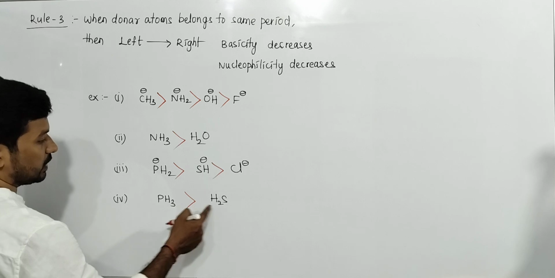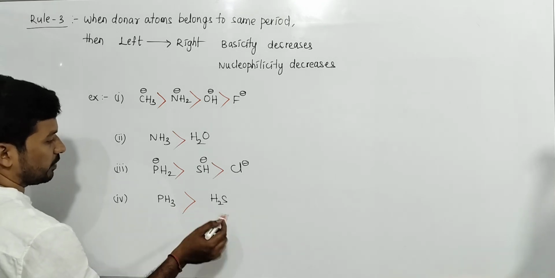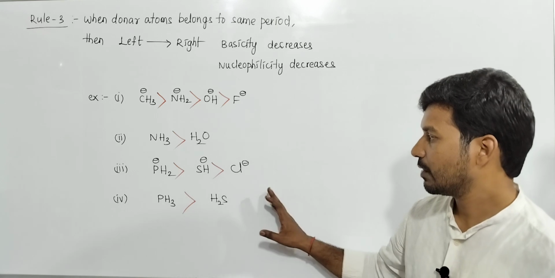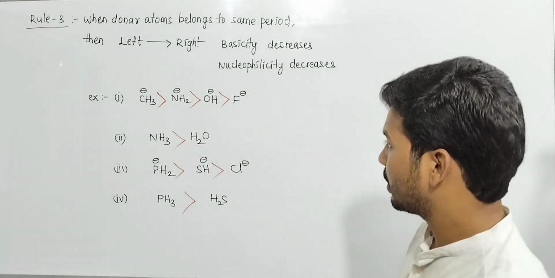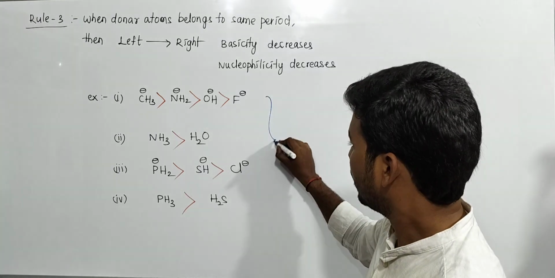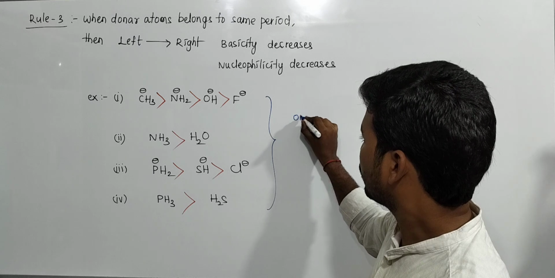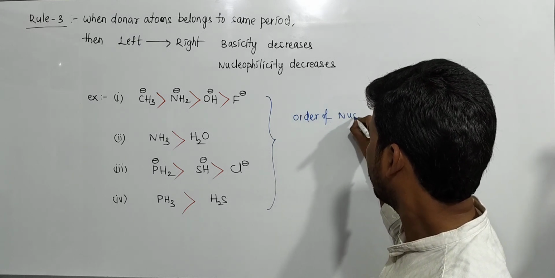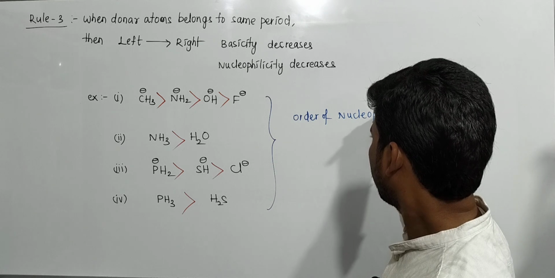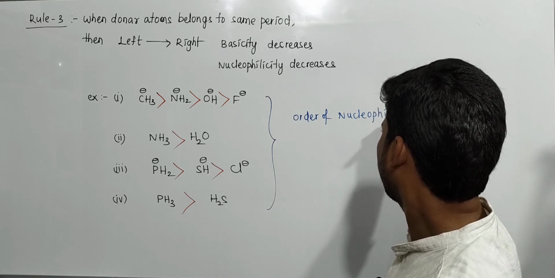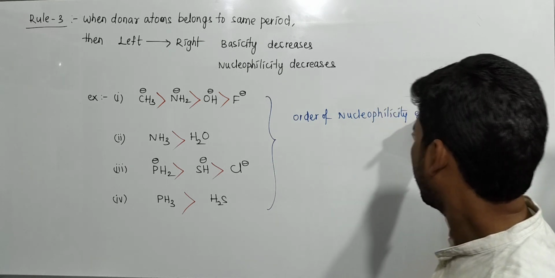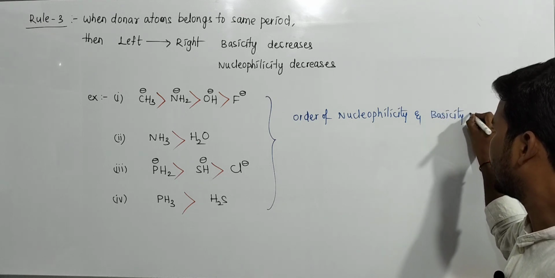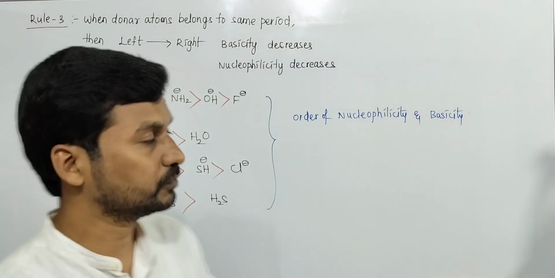Hydride of phosphorus, hydride of sulfur. Phosphorus and sulfur belong to the same period. Then from left to right, what happens? This is the order of nucleophilicity and basicity. Take this one.